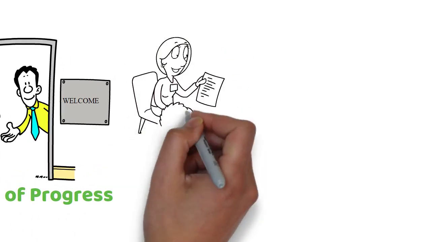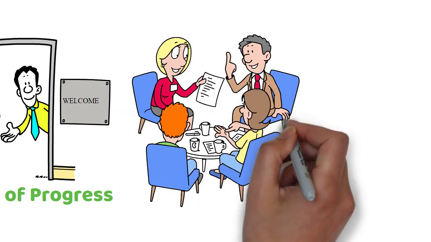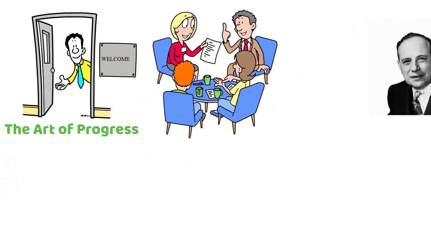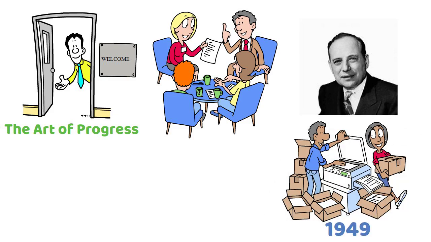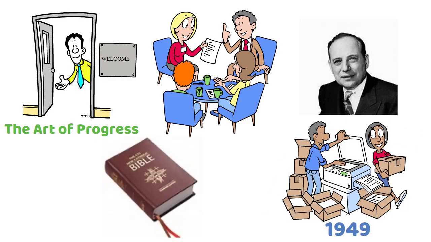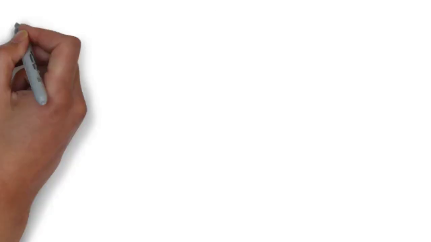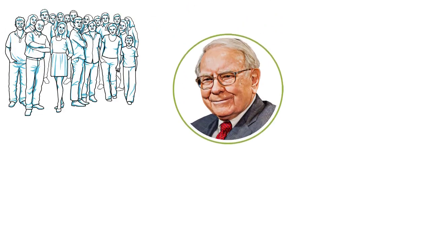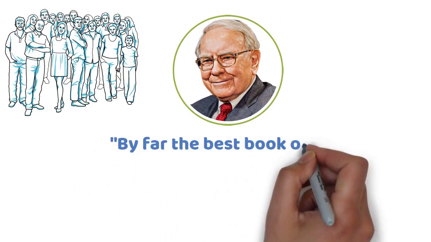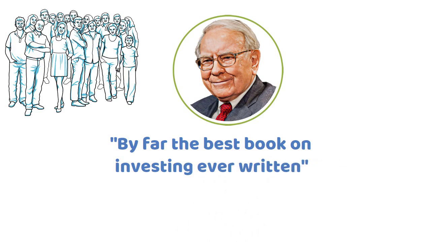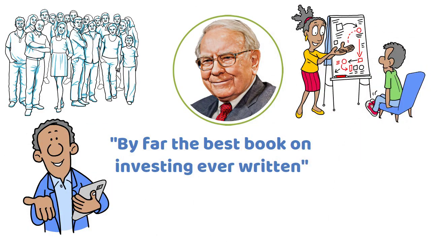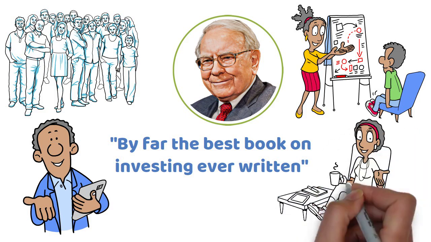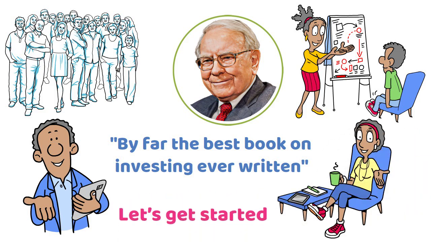Today we're exploring one of the most iconic books in the world of investing, The Intelligent Investor by Benjamin Graham. This book, first published in 1949, is considered the Bible of value investing. It has influenced countless investors, including Warren Buffett, who calls it by far the best book on investing ever written. In this video, we'll break down the key concepts and strategies that Graham shares so you can apply them to your own investing journey. Let's get started.